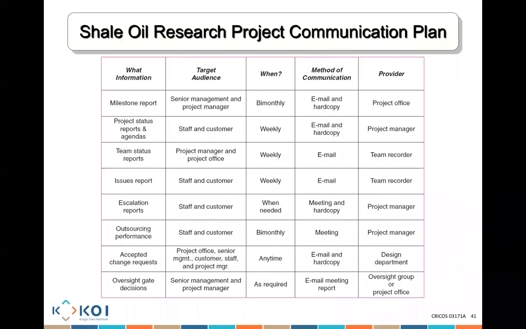This is a very good example from the textbook about a project communication plan. What information we need, who will need it, when do they need it, how they're going to need it, and who is going to provide it. Milestone reports, status reports, team status reports, issues reports, escalation reports, outsourcing performance, accepted change requests, oversight gate decisions. All of these are what information they need.